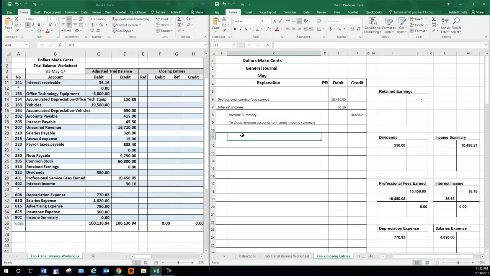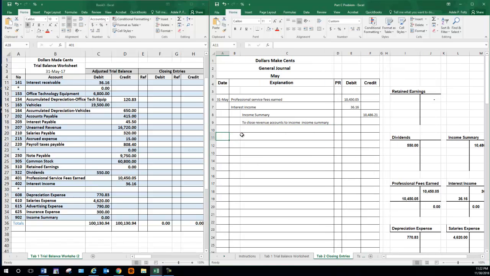Okay, so our first closing journal entry is done. If we wanted to, we could now come over here into our worksheet and put the entries in here. We are debiting professional service fees earned. We are debiting interest income, and we are crediting an account here. Here it is, Income Summary.